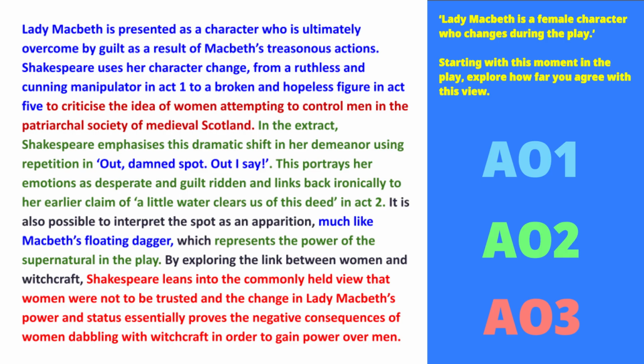The next section mainly covers AO2. Note how the student comments on the effect of repetition to explore how her character has changed. In the extract, Shakespeare emphasises this dramatic shift in her demeanour using repetition in "out, damned spot, out I say." This portrays her emotions as desperate and guilt-ridden and links back ironically to her earlier claim of "a little water clears us of this deed" in Act 2.